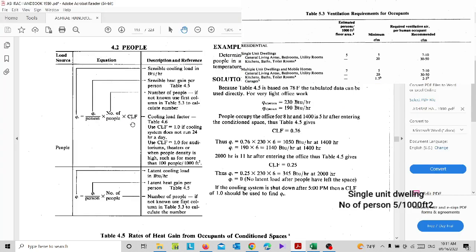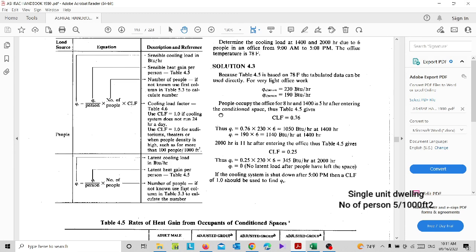Once it's done, you can check the CLF, which is the cooling load factor. You can consider CLF as 1.0 if the cooling system does not run 24 hours a day. Use CLF 1.0 for auditoriums, theaters, and big spaces. For the big spaces, you can consider 1.0 as well. So let me start with this calculation.